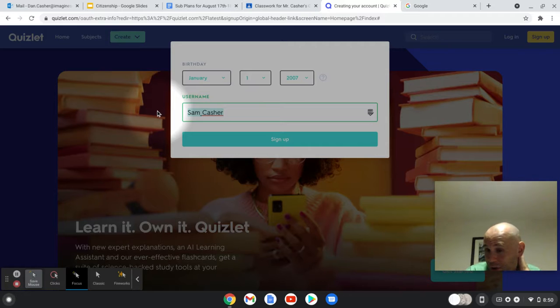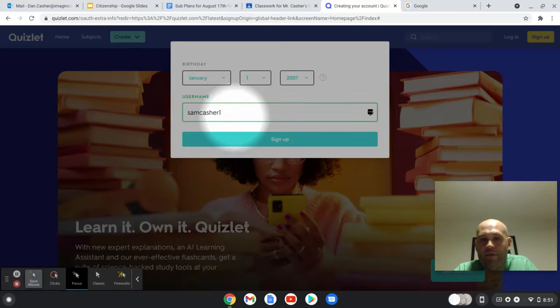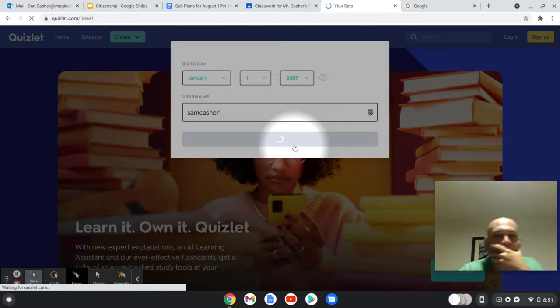Now, username. I want us all to have the same username, which is your first, last name, all lowercase, all one word, right? So Sam Casher. Now, if it says username unavailable, just put a 1 after it. Okay? So you'll all just be your first, last name, all one word, no nicknames. Put it in, and then you'll click sign up. Okay?